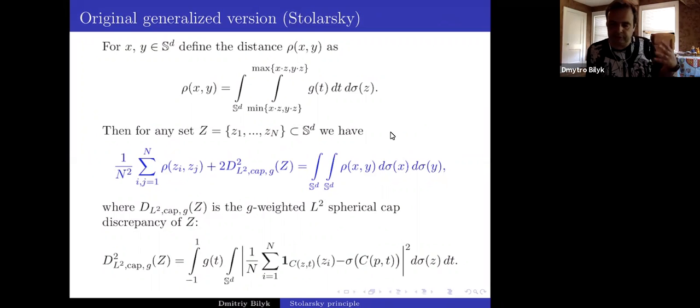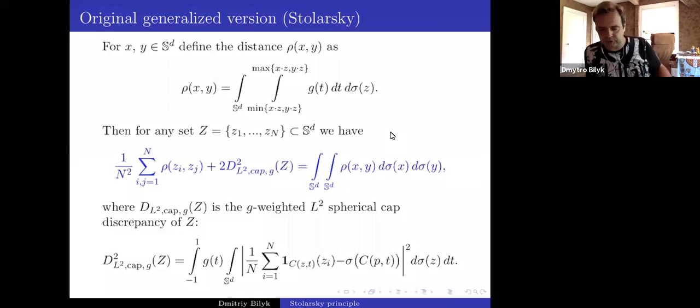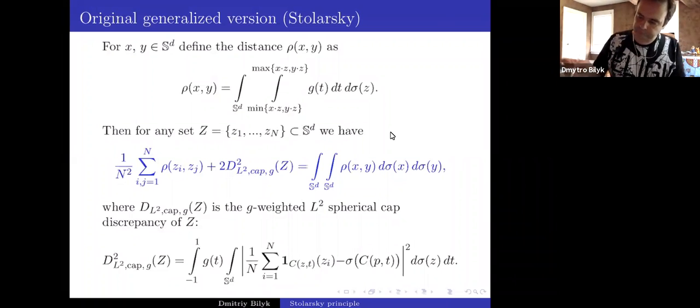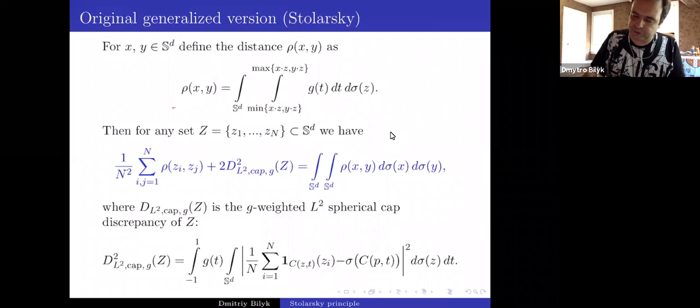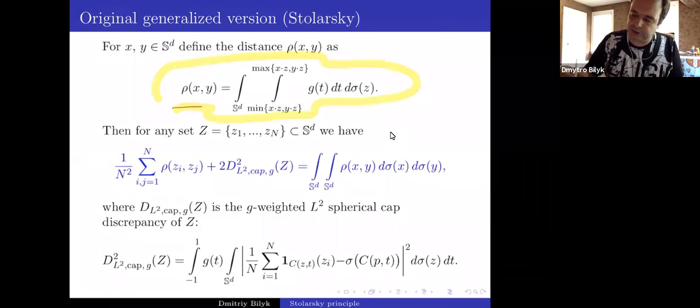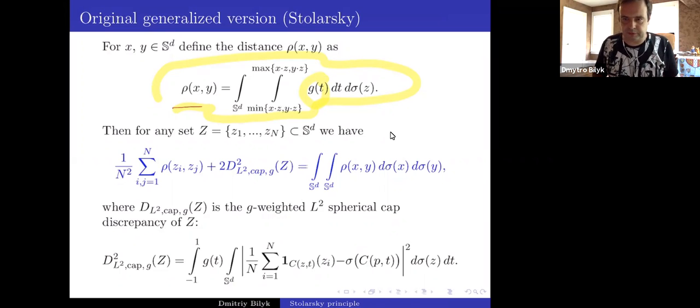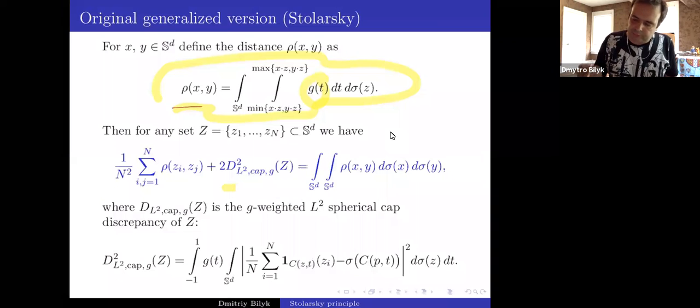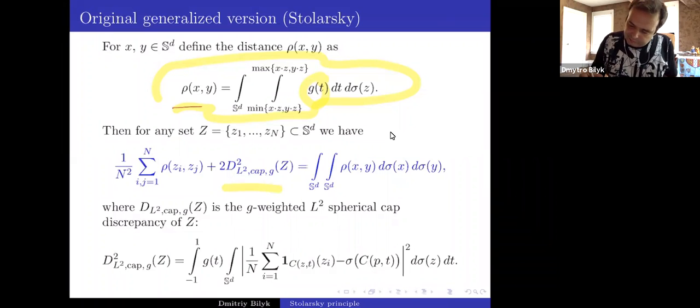So already in the original paper by Stolarsky in 1973, he actually proved a slightly more general principle than what I stated on the first slide. Okay, so he considered on this sphere distances which could be represented in this form. G is some weight function, and assume you can write the distance this way. It looks a little weird, but we'll have a couple examples in the next slide. Then the Stolarsky principle holds for the discrepancy which is defined with this weight with respect to t, so a weighted discrepancy.